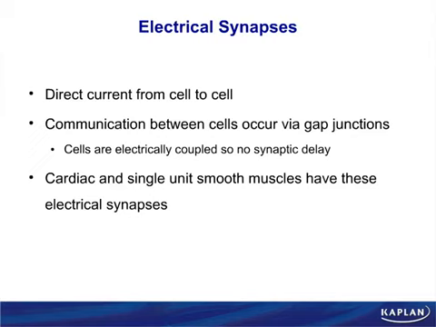So the electricity just goes right through the hole. So very fast, no synaptic delay. Not really important that we know of at this stage in the central nervous system or peripheral nervous system, but these will be big time important for cardiac tissue and smooth muscles. So we can't forget the idea of electrical synapses.